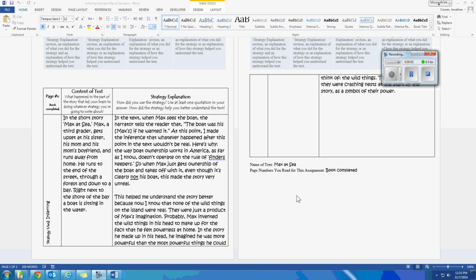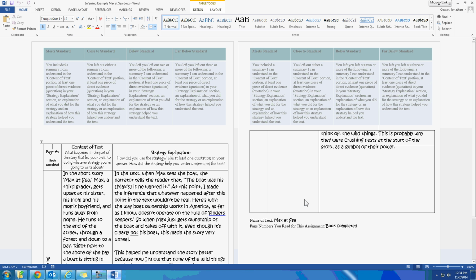All right, so the last reading log you're going to do is on inferring. And I saved this one for the end, kind of a nice, easy way to wind things up. You guys have already had experience using this word, inferences, when you're figuring out something in the text without being told directly. On this one, you're going to talk about an inference you made in the text and how that inference helped you understand the story.